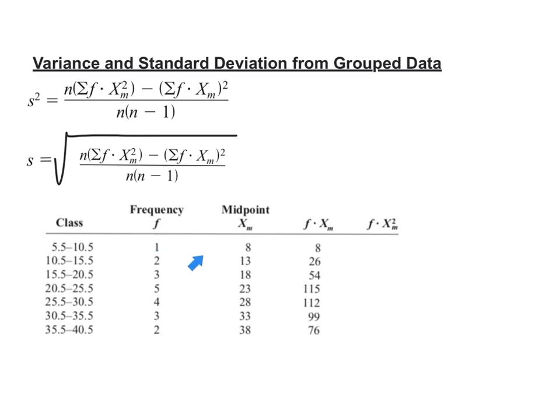Again, all you're doing is multiplying these two numbers together to get this column. All right. Now the next one, what you have to do is square the midpoint first, and then multiply it by the frequency. So the first one, 8 squared times 1, right? The second one, 13 squared times 2. So square the midpoint first, then multiply it by the frequency. All right, just because we're running a little short on time, there are the values.